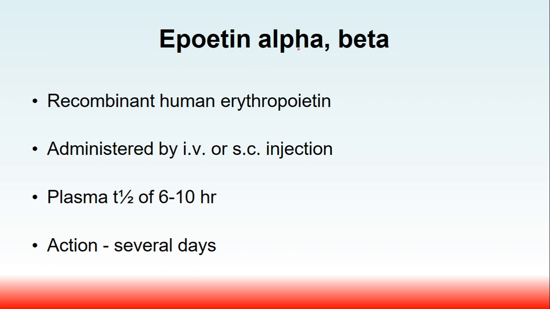So we have erythropoietin alpha as well as erythropoietin beta. These are recombinant human erythropoietin. It is usually administered through intravenous as well as subcutaneous injection. The plasma half-life is 6 to 10 hours and the duration of action will remain for several days.